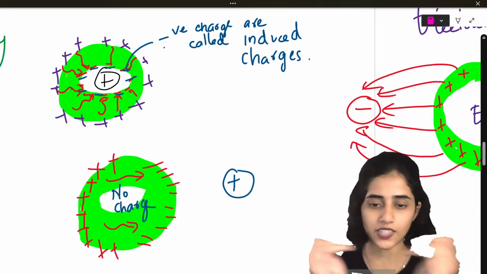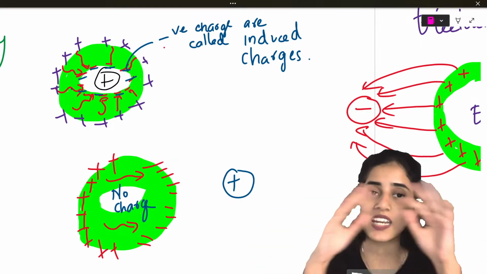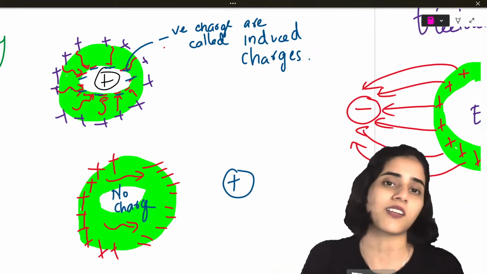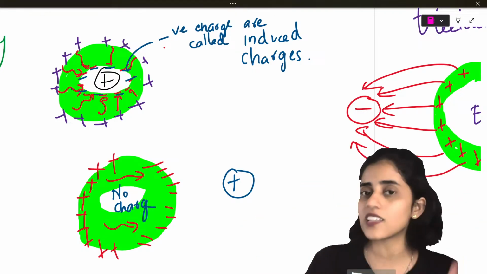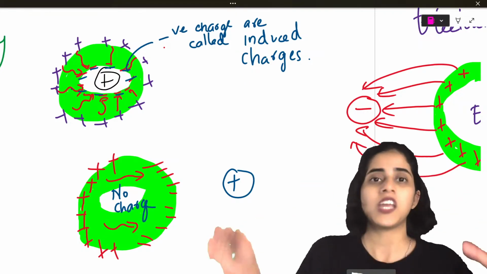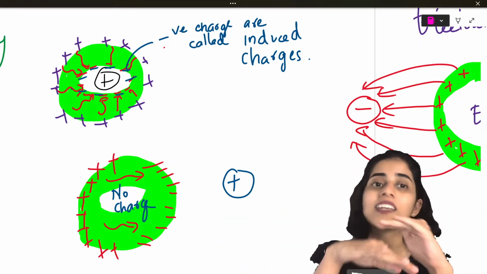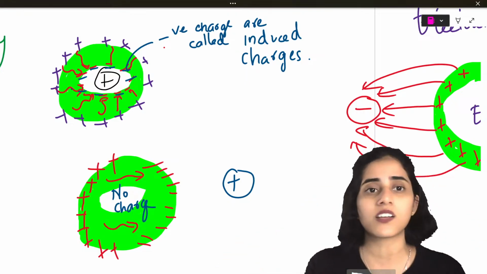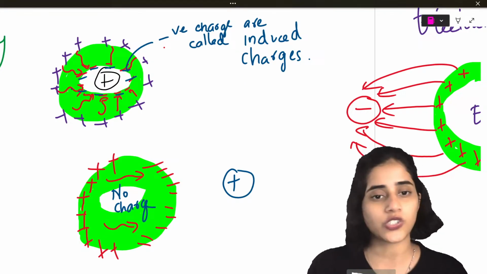Then all the negative charges come close. So there are induced charges around the cavity now, which is usually not there. So in a conductor, usually inside the conductor, nowhere there is charge. But when you bring a positive charge inside the conductor, there are some charges. Now on the surface of the conductor also you will have some charges.